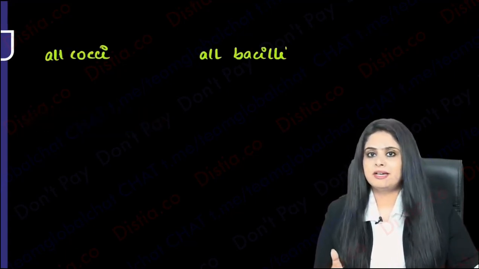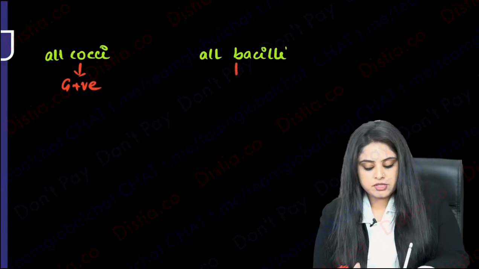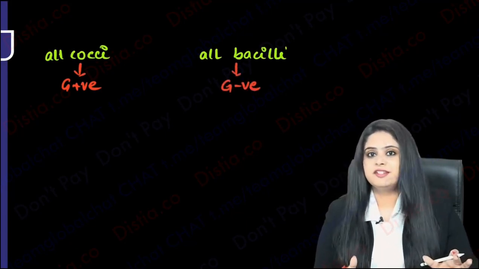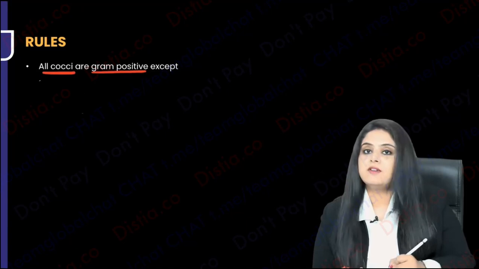Before I begin with bacteriology, the first rule that I want to tell all of you: there are two chapters, cocci and bacilli. And by definition, all the cocci are going to be gram-positive and the bacilli are going to be gram-negative. But there's nothing 100% in medicine, right? So if I'm saying that all the cocci are gram-positive, I agree.